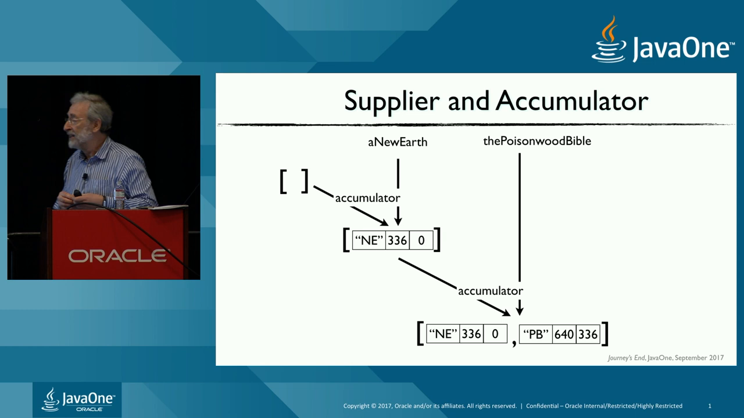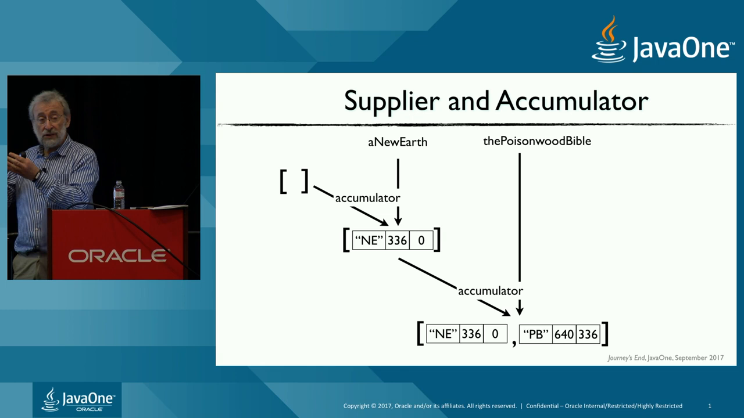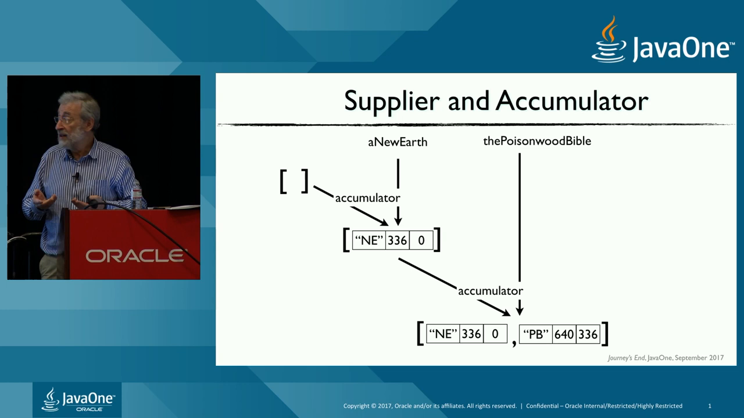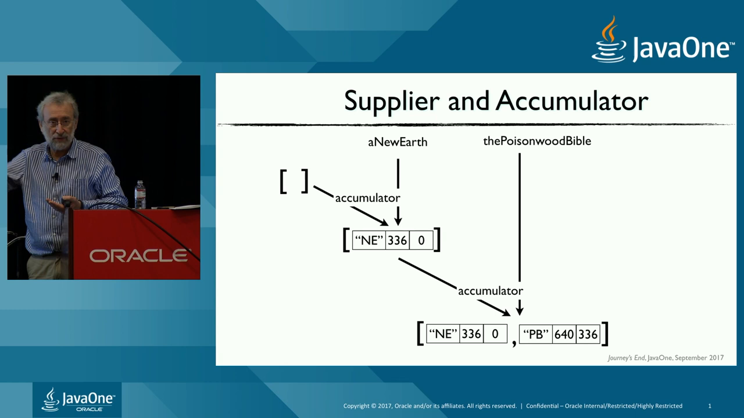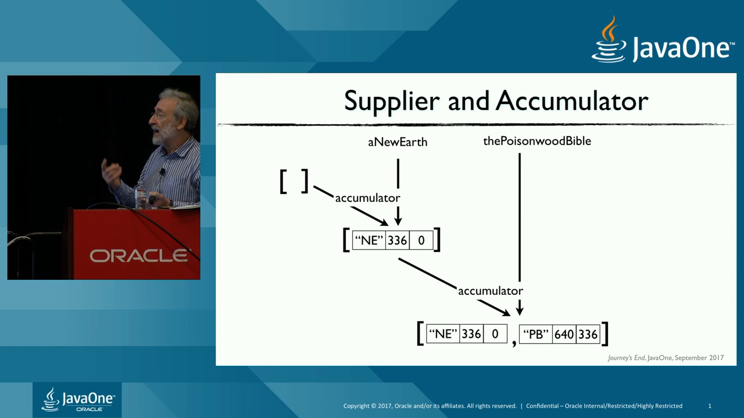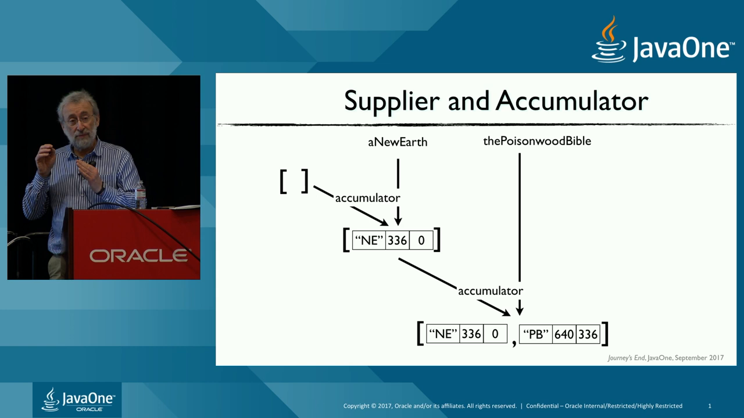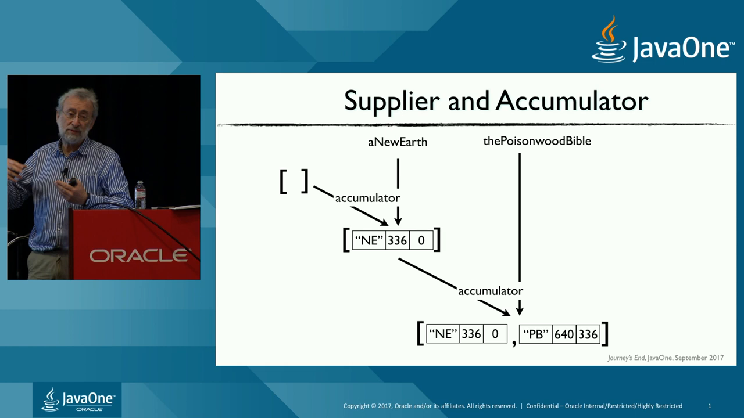And the idea is that we know we're going to need an accumulator and a combiner for the collector, and we're of course going to need a supplier. The supplier is obvious. It's a new array list or a new array deck, whatever we're going to use. But the accumulator is pretty straightforward too. It takes a book, A New Earth, and then what it does is it puts the title in there, it puts in the number of pages, and it puts in the cumulative displacement, but it doesn't know that yet, because that's what we're trying to find out. So that's going to be a zero to start off with.